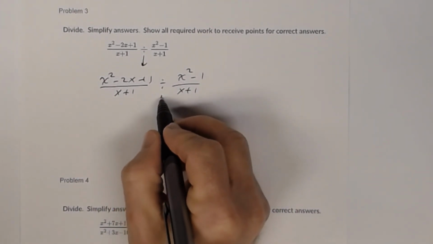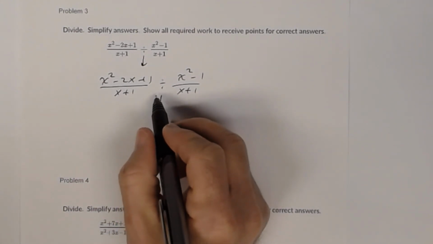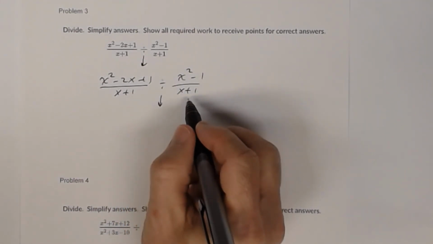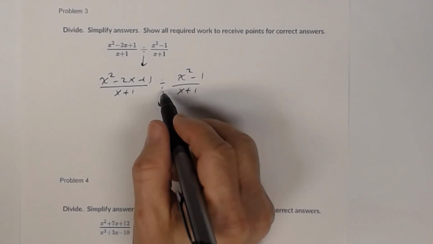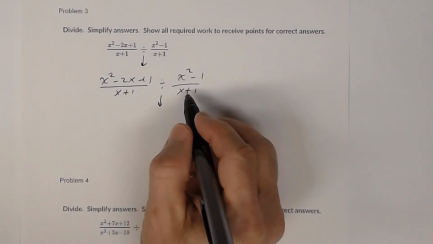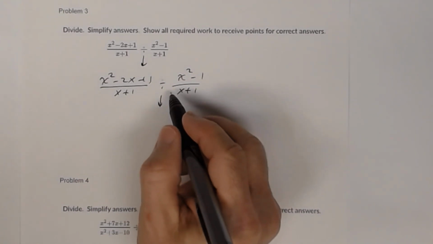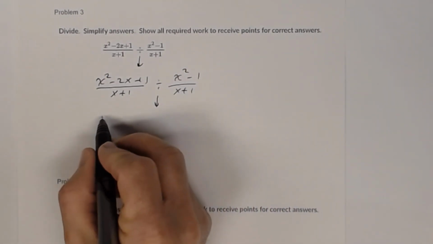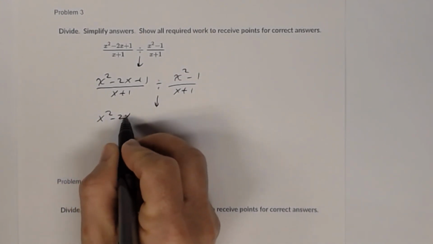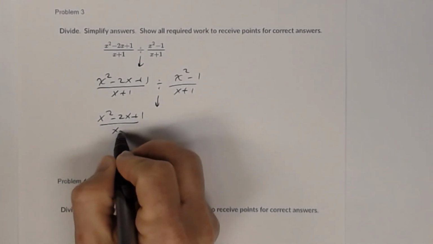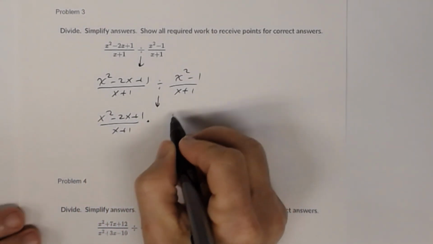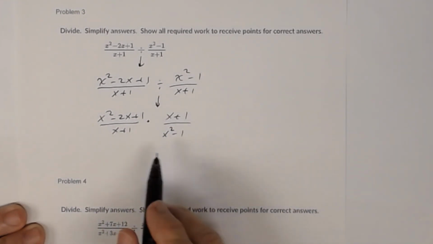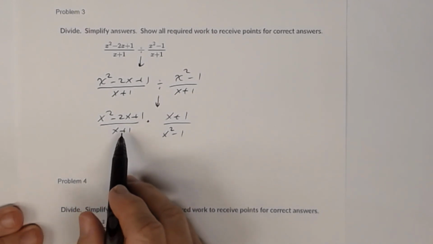All right, the first thing you're going to do is change this to multiplication. Remember, you're always going to multiply by the reciprocal. Whenever you change the division to multiplication, you take the reciprocal of the rational expression following the division symbol. So this becomes x squared minus 2x plus 1 divided by x plus 1, times x plus 1 divided by x squared minus 1. And now the rest is just like you did in problems 1 and 2.